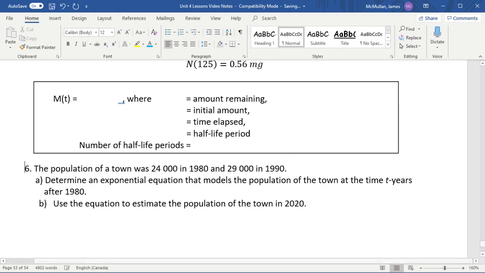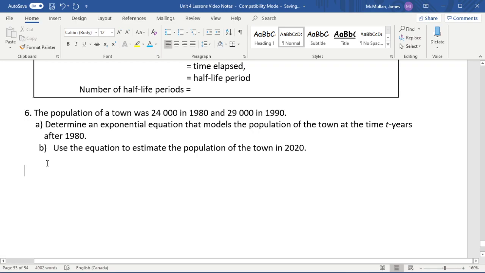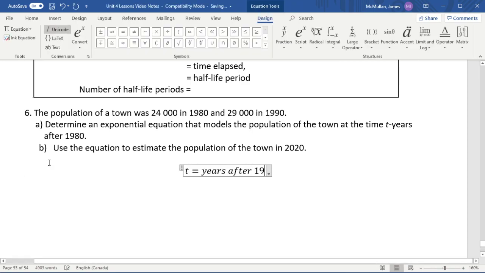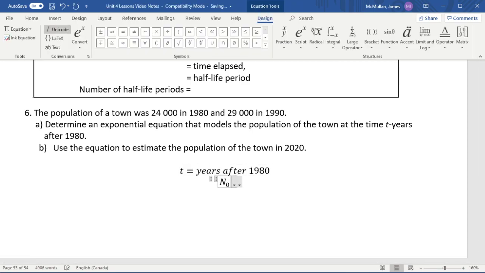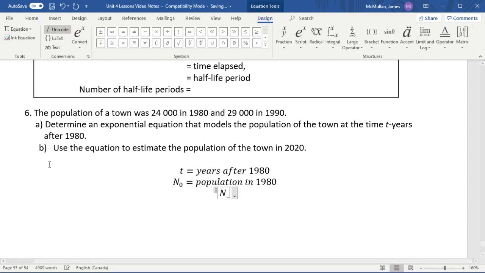Okay. This one. The population of a town was 24,000 in 1980 and 29,000 in 1990. Determine an exponential equation that models the population of the town t years after 1980. Okay, so t equals years after 1980. Therefore, N₀ equals the population in 1980, because that's where we started to count from. That's the initial value, right? So N₀ in our case here is 24,000.